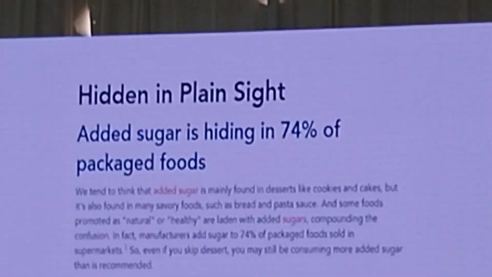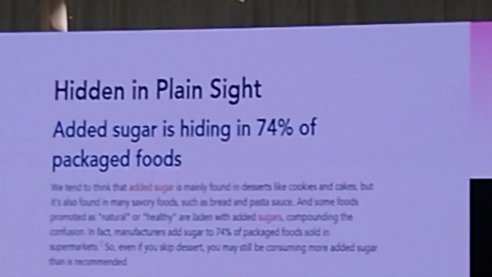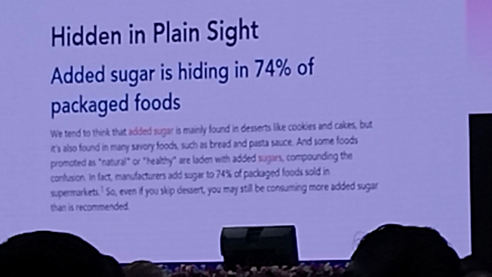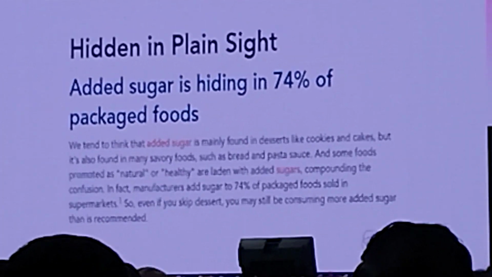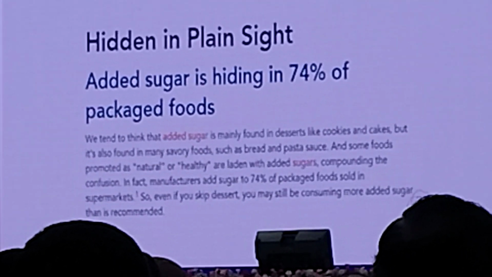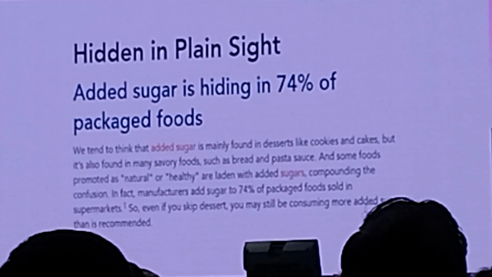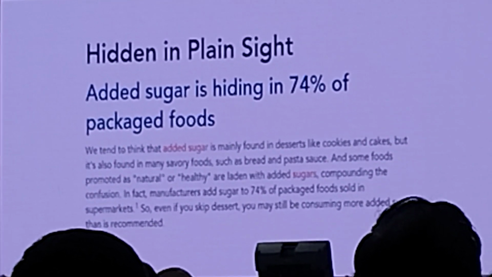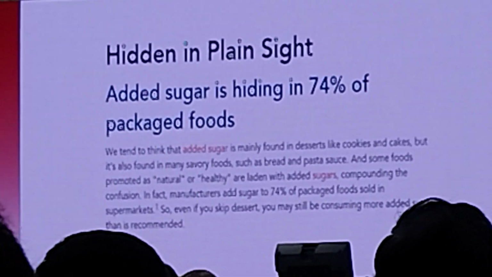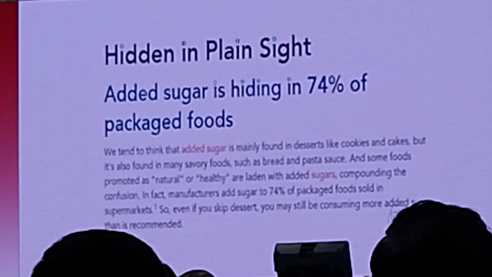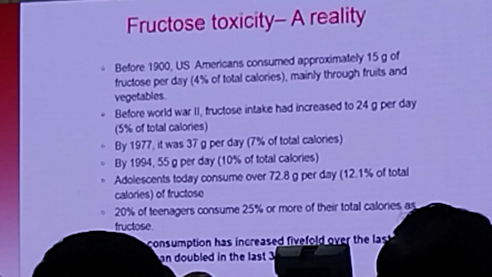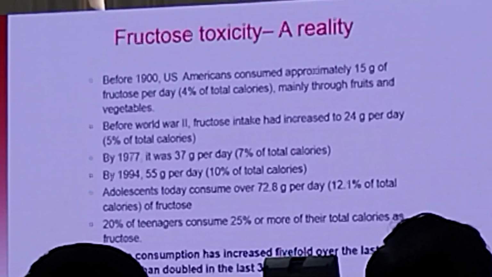74 to 75% of the food items you buy, the packaged food or all the packaged items you buy, contain high fructose corn syrup. So you are inviting poison and sugar. Up till now people believe that fat is bad, monosaturated fat is bad, Indian ghee is bad. The worst is sugar. Sugar is more poisonous than fat. So what is the toxicity reality?